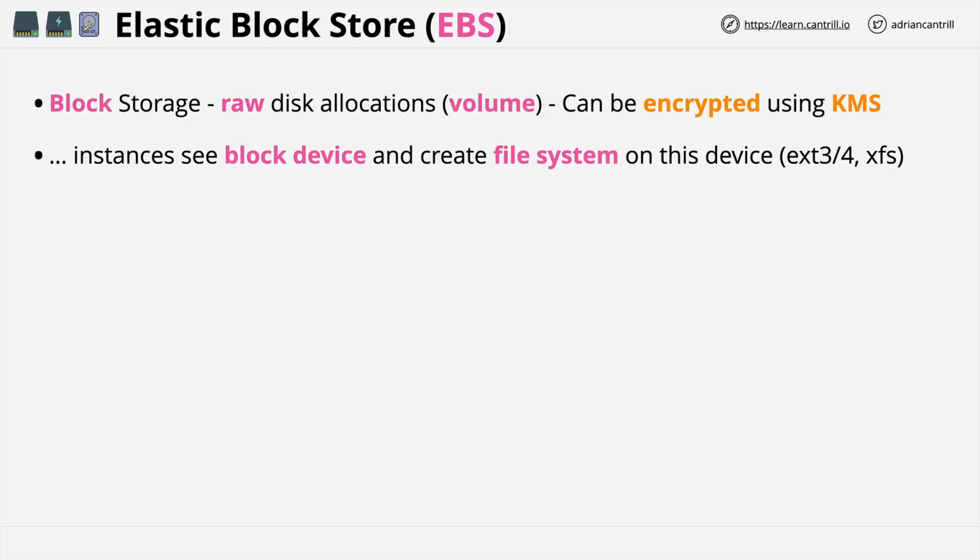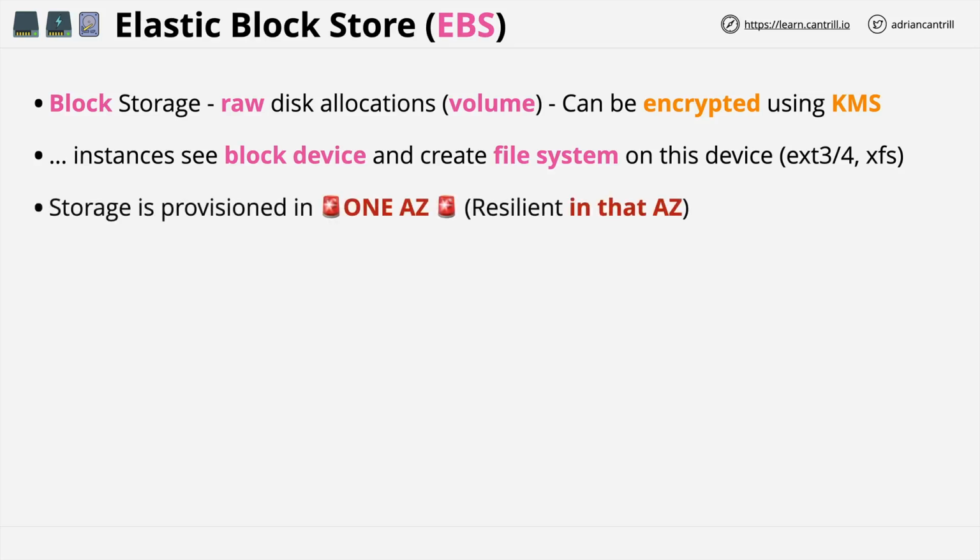Now storage is provisioned in one availability zone. I can't stress enough the importance of this. EBS in one availability zone is different than EBS in another availability zone and different from EBS in another AZ in another region. EBS is an availability zone service. It's separate and isolated within that availability zone.